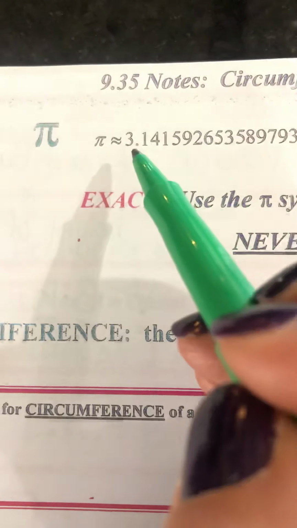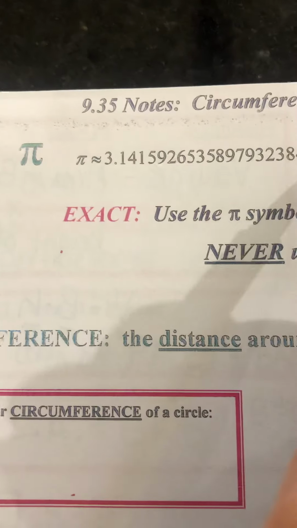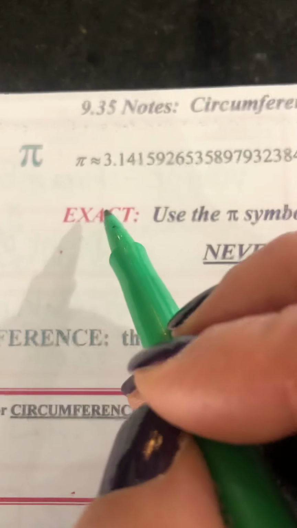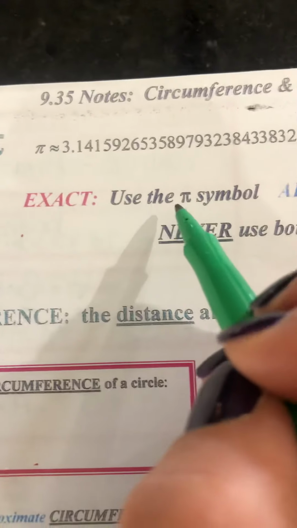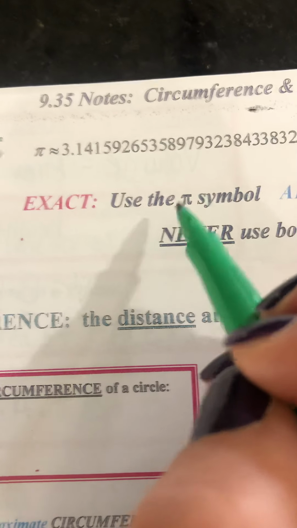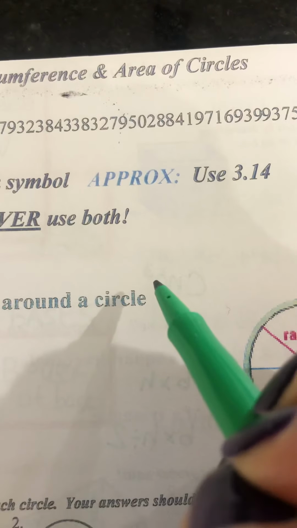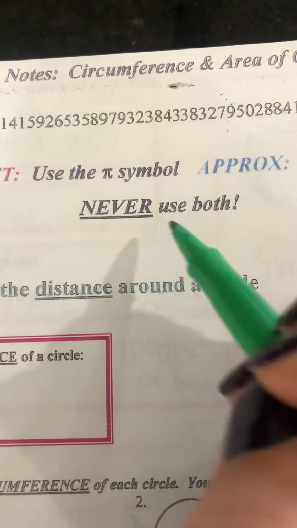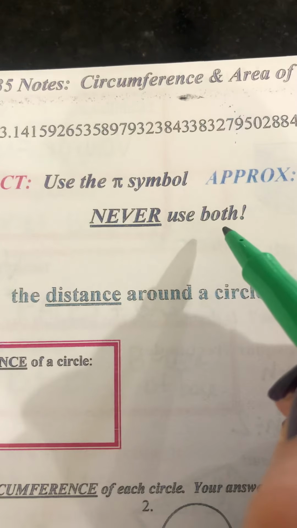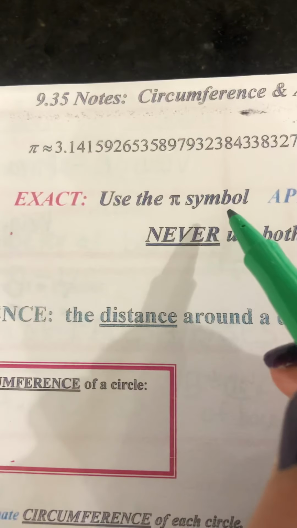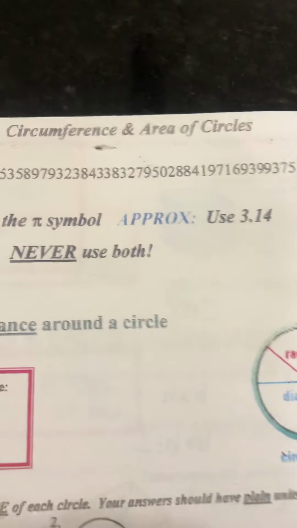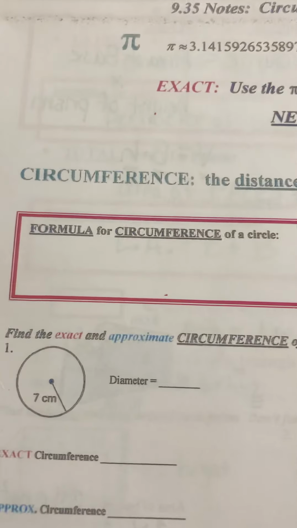You know that pi is an irrational number, and it's too hard to write all those numbers out. So if we want to represent pi exactly, we use the pi symbol. And if we want to represent it approximately, we chop that decimal to 3.14. We never use both at the same time. So you either are choosing the pi symbol for exact or 3.14 for approximate.